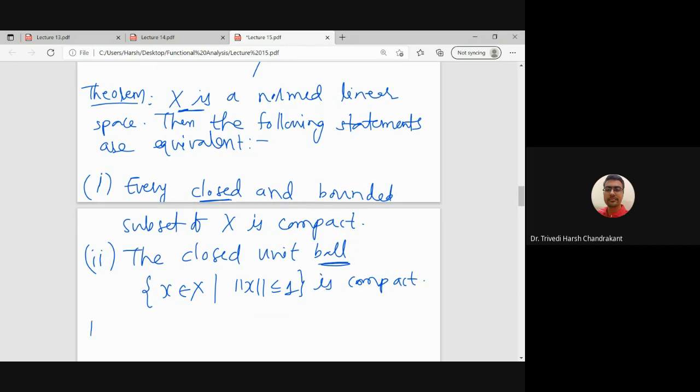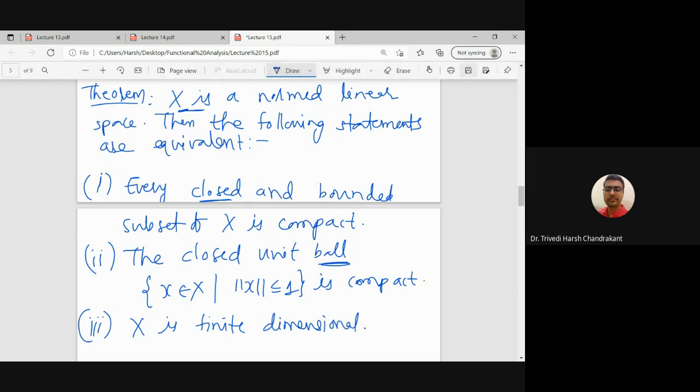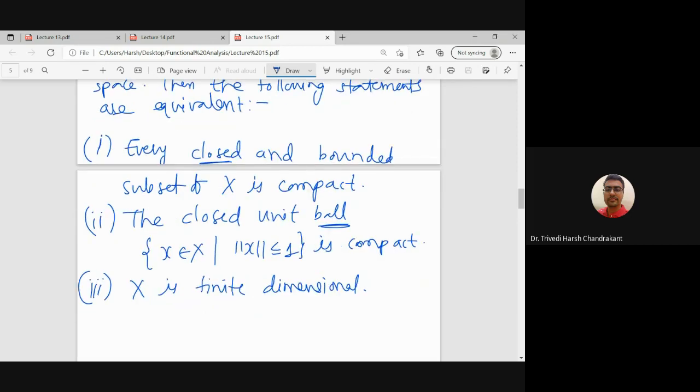The third condition is that X is finite dimensional. In some sense, this result is a characterization of when a normed linear space is finite dimensional. We can use this result as follows: if the normed linear space is infinite dimensional, then the closed unit ball is not compact.